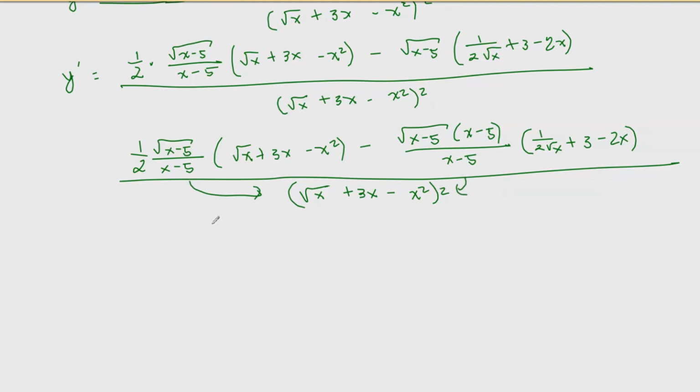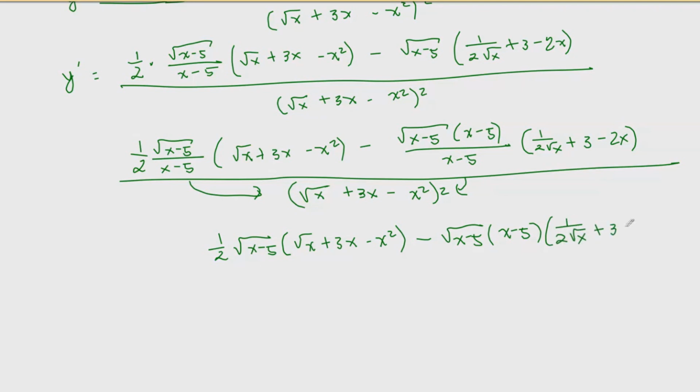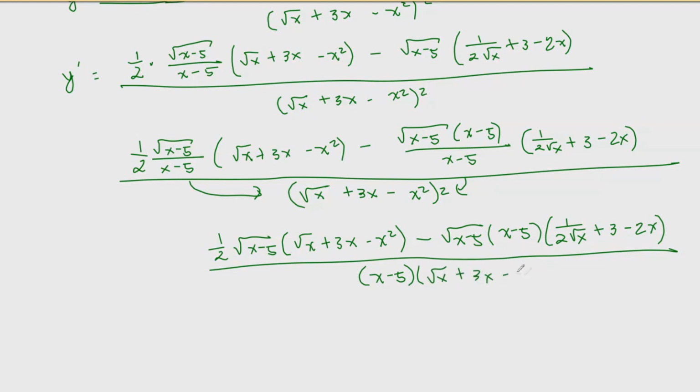So I'll be left with 1/2 square root of x minus 5 square root of x plus 3x minus x squared, and then that is minus square root of x minus 5 times x minus 5, and then 1 over 2 square root of x plus 3 minus 2x, and then divide all of these by x minus 5, and then square root of x plus 3x minus x squared, and then square.